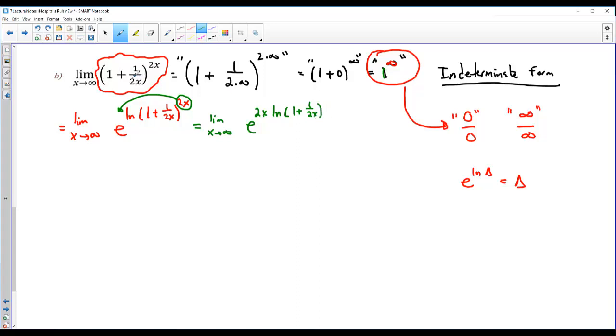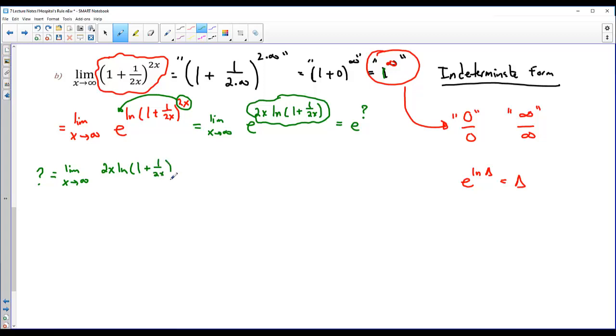And so instead of looking at this thing, we're going to look at this thing now as x goes to infinity. And once we solve this up here as x goes to infinity, you'll see this is going to be equal to e to some number. All right, so let's go find that number. That number, question mark, is equal to the limit as x goes to infinity of 2x ln of 1 plus 1 over 2x.